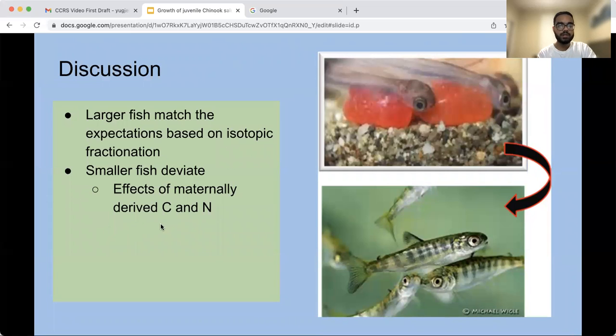So we saw that the larger fish match the expectations based on isotopic fractionation, which means that they fall nicely within that 5% contour that we just saw, but the smaller fish deviate. And something that's significant here is that these smaller fish are around 0.3 grams, which is the stage where they have just absorbed the yolk sac that they obtained from their mother, and they've just started to feed exogenously. So we believe that it is due to the effects of maternally derived carbon and nitrogen that their signals are so abnormal, and these effects will fade away as they feed more exogenously.